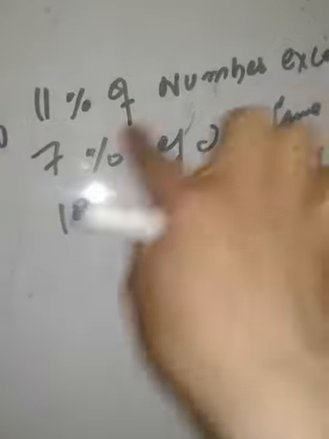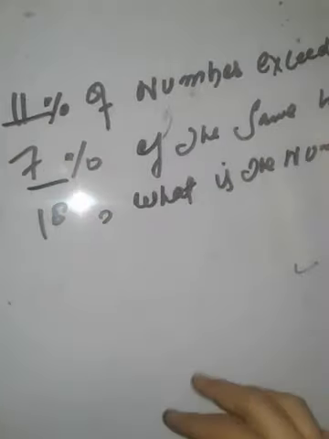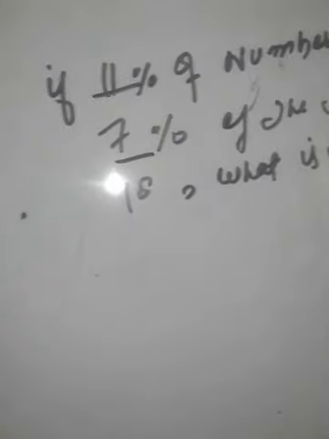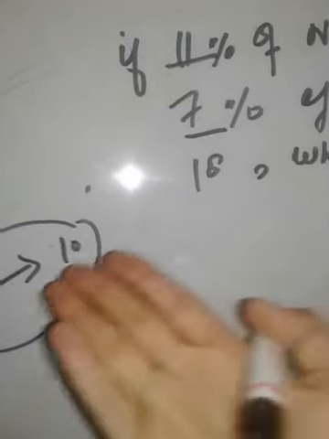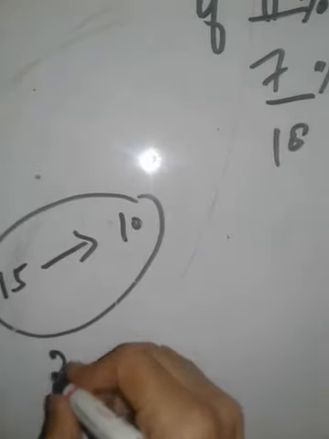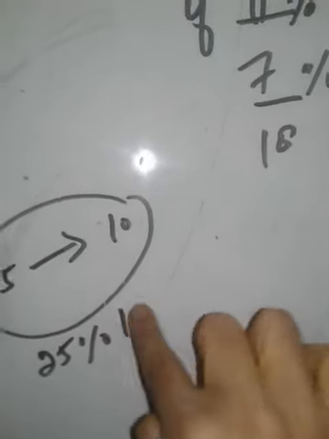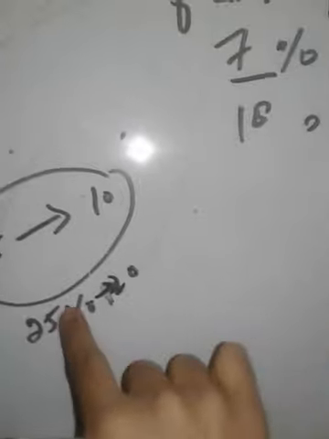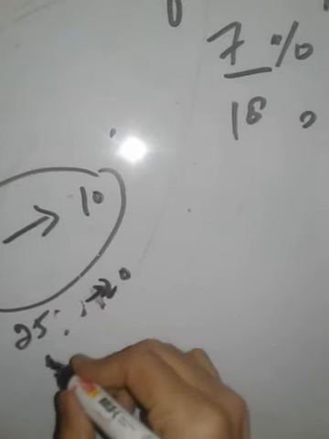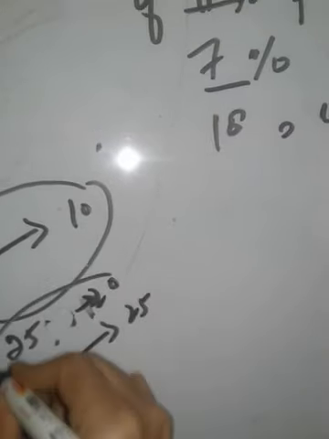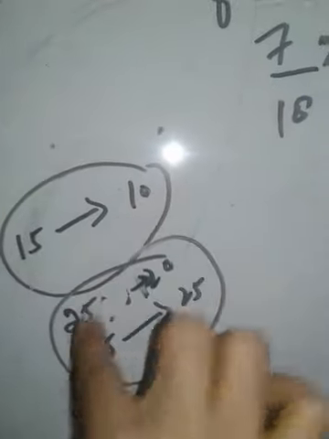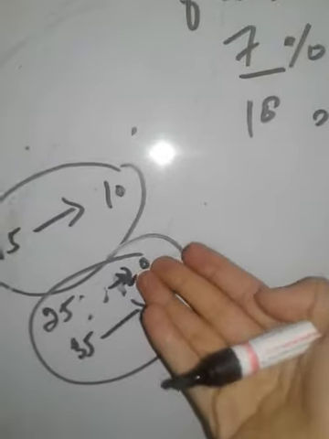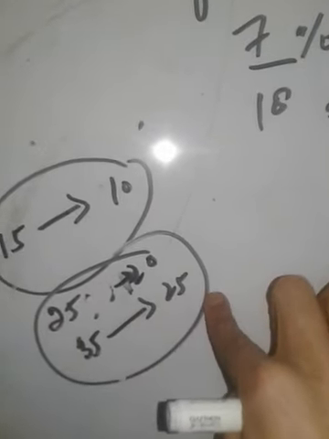Simple. 11% of the number exceeds 7%. So what is exceeds? I will give you a simple example. If we say 15 exceeds 10, definitely 15 exceeds 10. 25 exceeds 20, 35 exceeds 25. If we were asked by how much 15 exceeds 10, by how much 25 exceeds 20, by how much 35 exceeds 25, and so on.